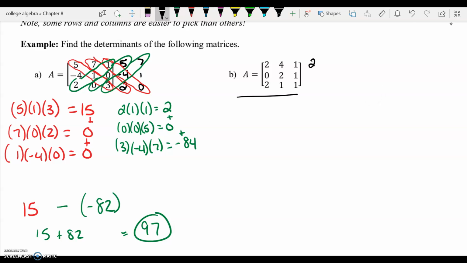So you copy the first two columns on the outside and then do your diagonals. Alright?